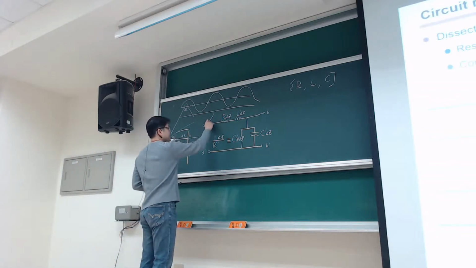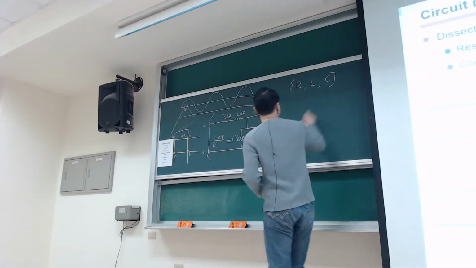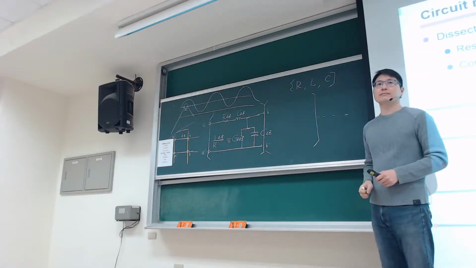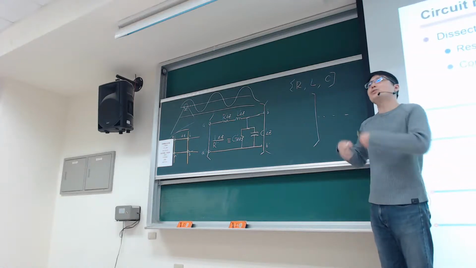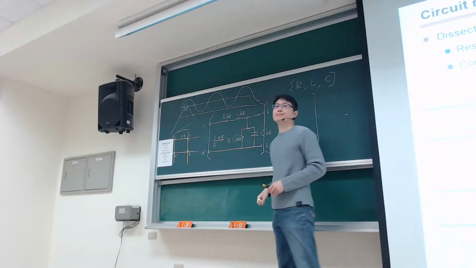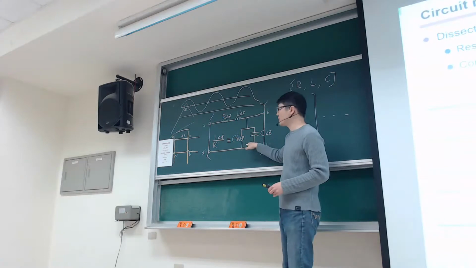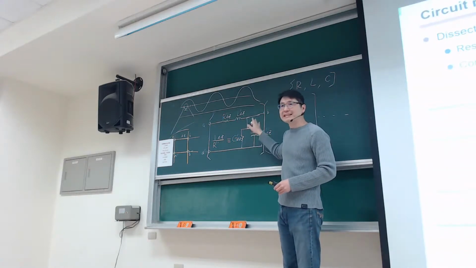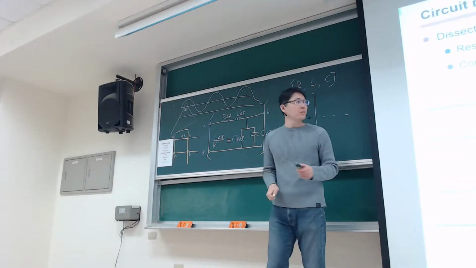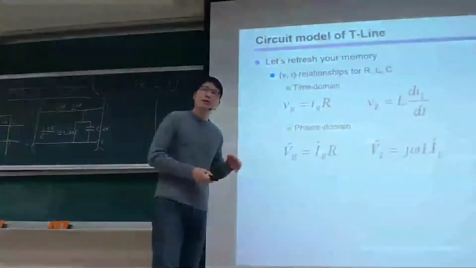So now I can safely add the second one or third one to represent the real transmission line. For each differential segment, they look like this, with identical parameters. So this page is only for your reference.